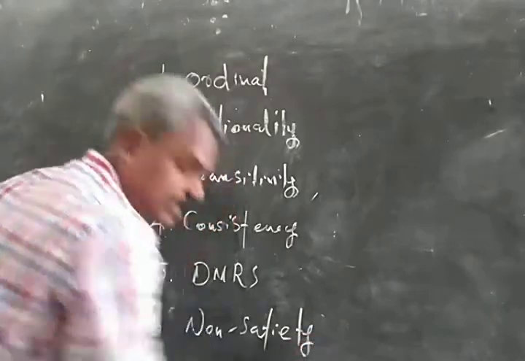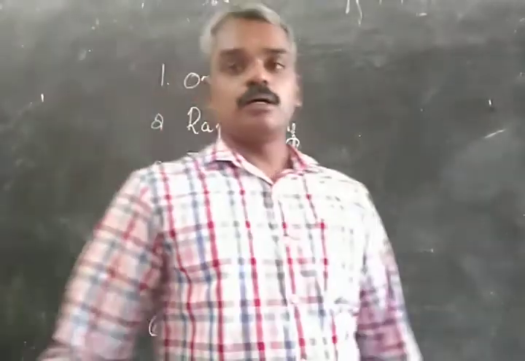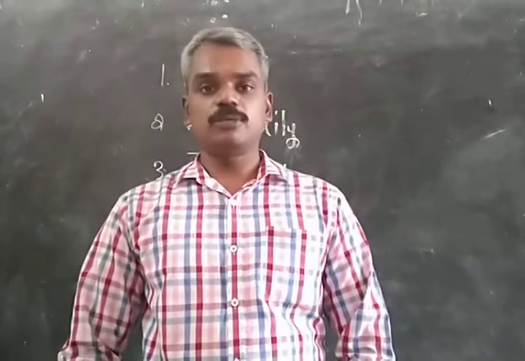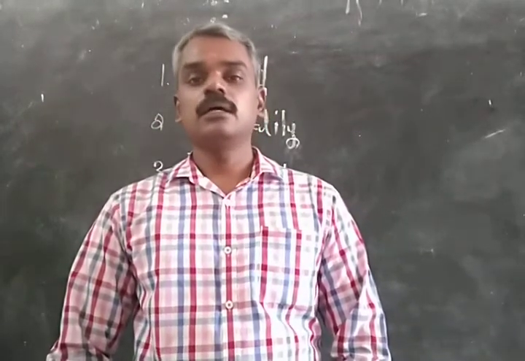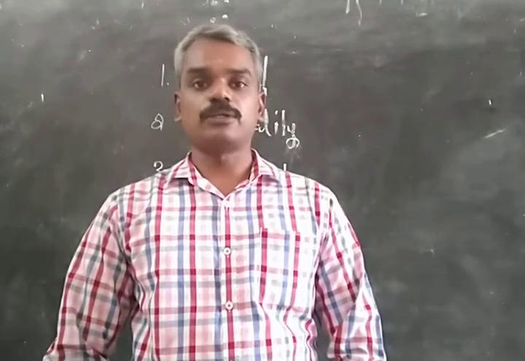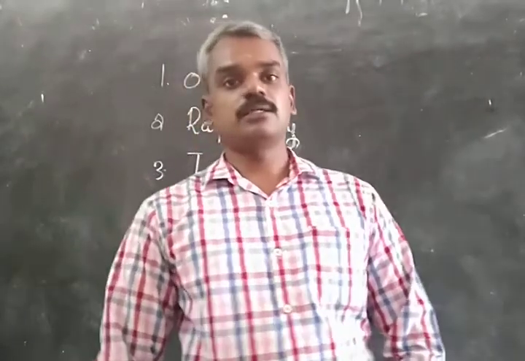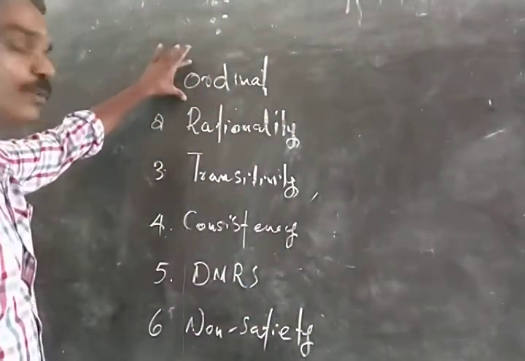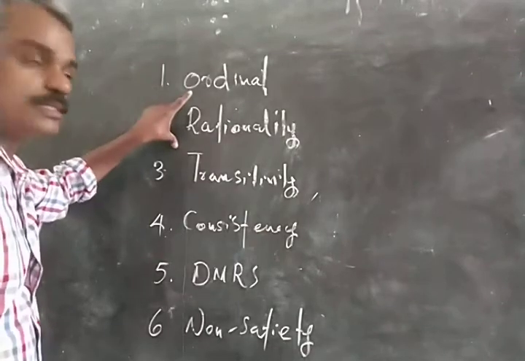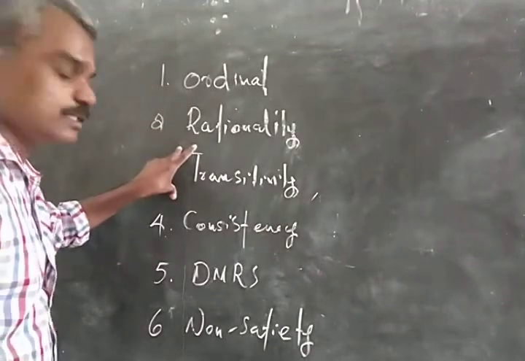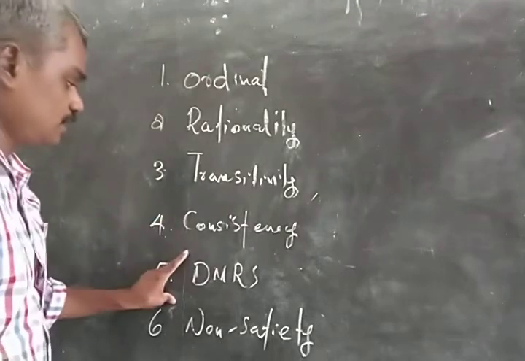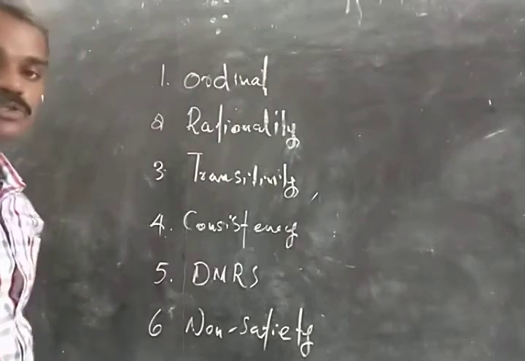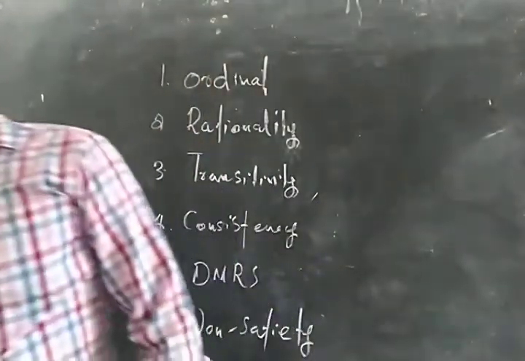The assumption of non-satiety implies that consumers' needs are insatiable. That is, he can buy innumerable number of commodities. So that is the sixth assumption. So these are the six important assumptions of ordinal utility analysis. Utility can be measured ordinally. Consumer is rational. Consumer's choices are transitive. They are consistent. And the marginal rate of substitution is diminishing. And consumer is not satiable. So these are the important assumptions.